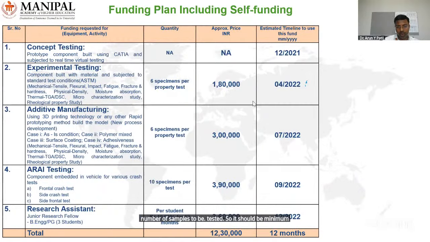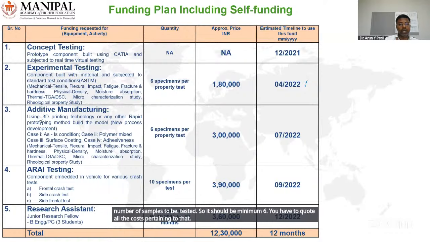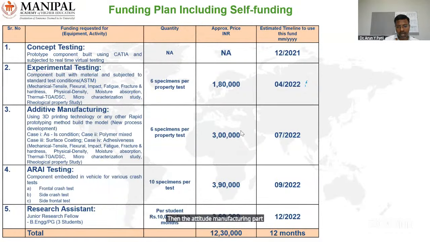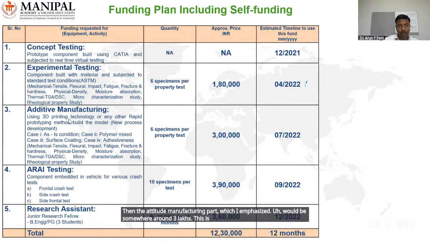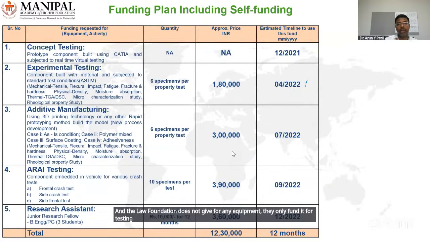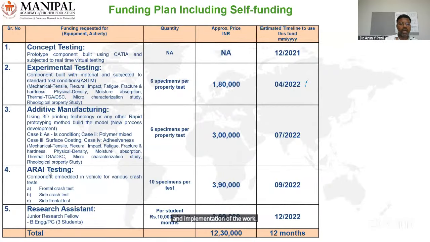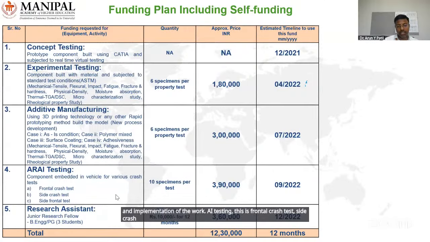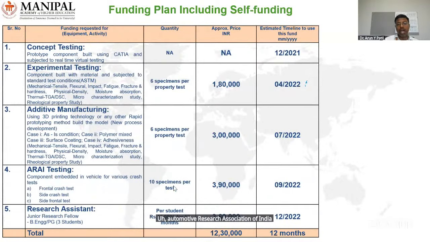You have to quote all the cost pertaining to that. Then the additive manufacturing part, which I emphasized, would be somewhere around 3 lakhs. This is for testing, not buying any equipment, and Law Foundation does not give for any equipment. They only fund it for testing, validation, and implementation of the work. ARAI testing, this is frontal crash test, side crash test, side frontal test. All these are as per the Automotive Research Association of India. As per them, the cost is around 3.9 lakh. So completely it used to be around 12.3 lakh.